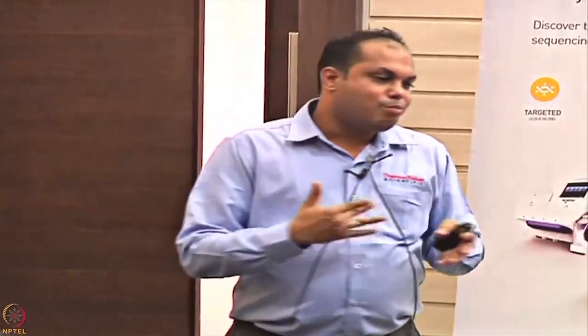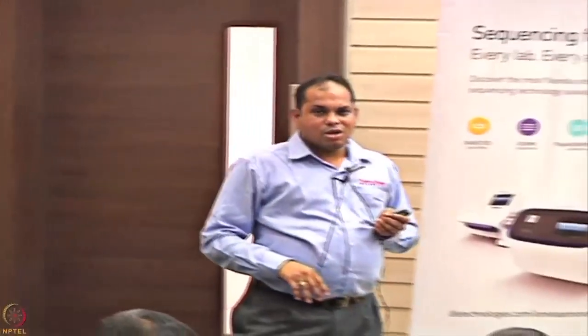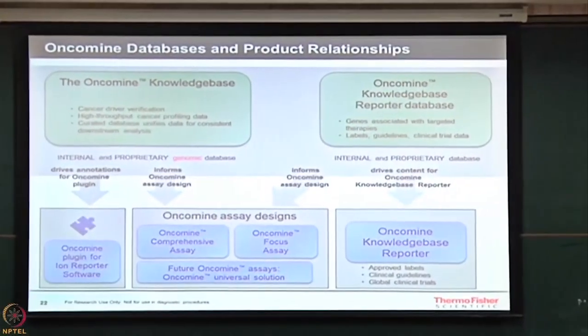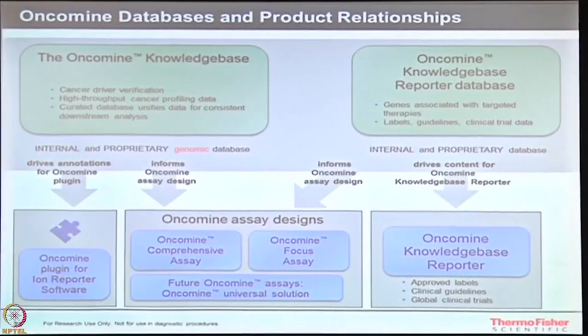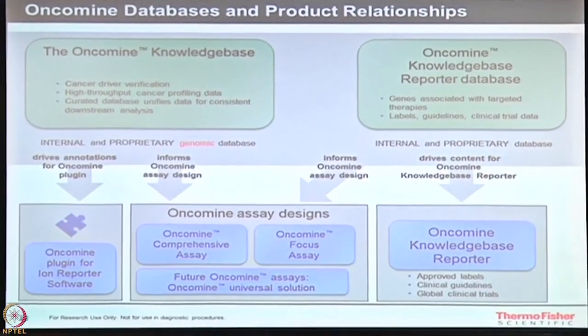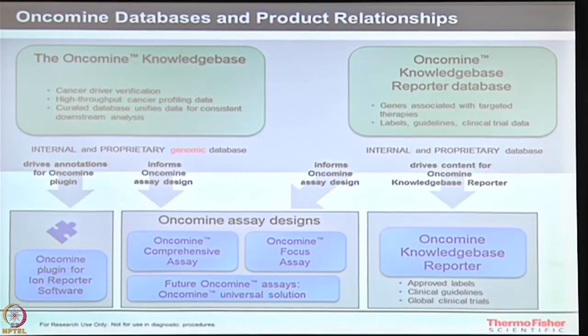At the same time, we have developed something called the Oncomine Knowledge Base Reporter. It has a database called the Oncomine Knowledge Base. Even if you Google it, you will get an idea. It has lots of information regarding cancer. This is specifically for cancer-related studies, and it helps you correlate your cancerous variants to the drugs that are available in the market or in clinical trials.